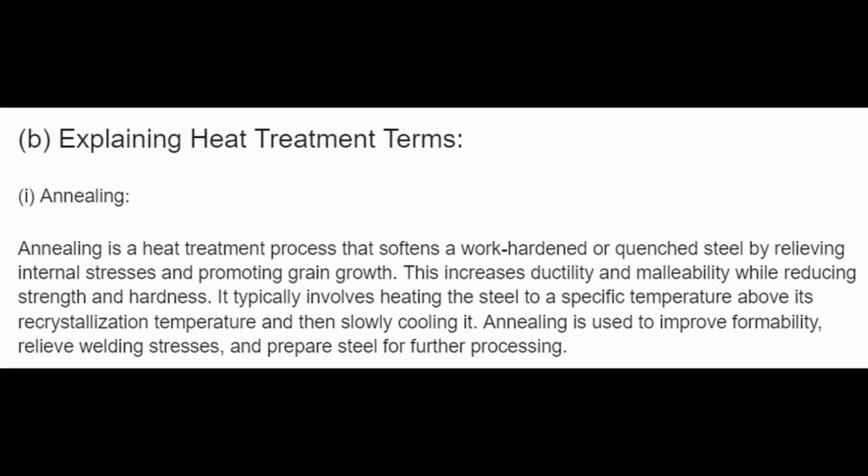Explaining heat treatment terms. 1. Annealing. Annealing is a heat treatment process that softens a work-hardened or quenched steel by relieving internal stresses and promoting grain growth. This increases ductility and malleability while reducing strength and hardness. It typically involves heating the steel to a specific temperature above its recrystallization temperature and then slowly cooling it. Annealing is used to improve formability, relieve welding stresses, and prepare steel for further processing.